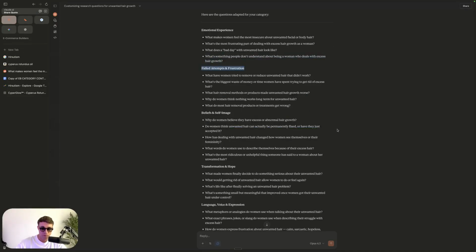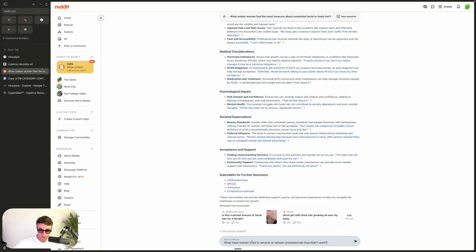Now, failed attempts and frustrations. What have women tried to remove or reduce unwanted hair that didn't work? So this is when we're really trying to find out, okay, there's clearly a mass desire for slowing down hair growth, but what are they actually using right now? What treatments are they using? What medication are they on? What other products are they buying? What competitors are they buying from? This is super, super key, because this is something that we'll include in pretty much all of our ad scripts. So let's see what we can get.